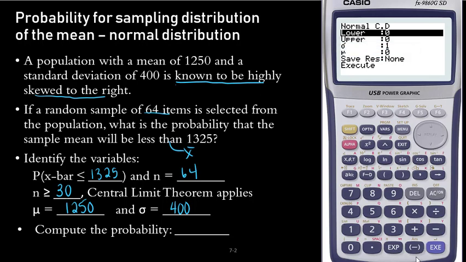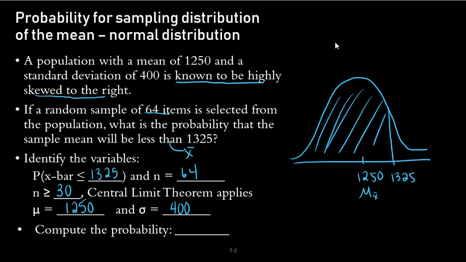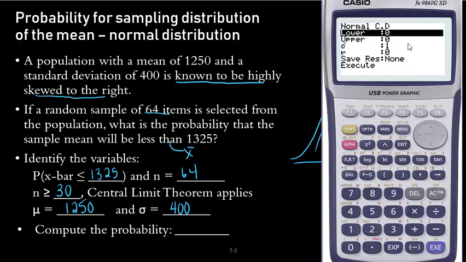The lower bound, because we're trying to find a less than problem, let's draw this out and make sure that we're clear on what we're trying to find. We want to know the probability of finding a sample mean less than 1325. So that is somewhere to the right of our population mean. And we want to find less than, so we want to find all of the area to the left of 1325.